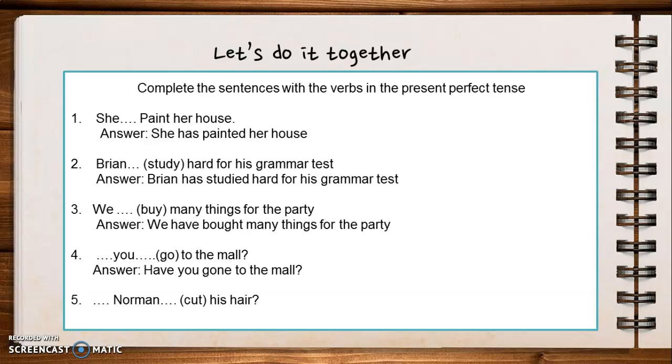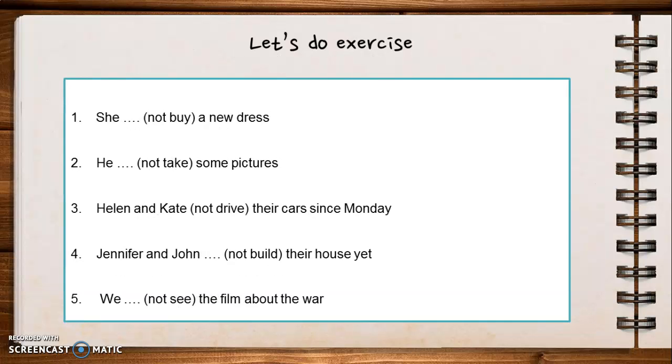And the next, blah blah blah, Norman cut his hair. So it will be, has Norman cut his hair? Ya. Next selanjutnya, how to arrange the sentences with not.